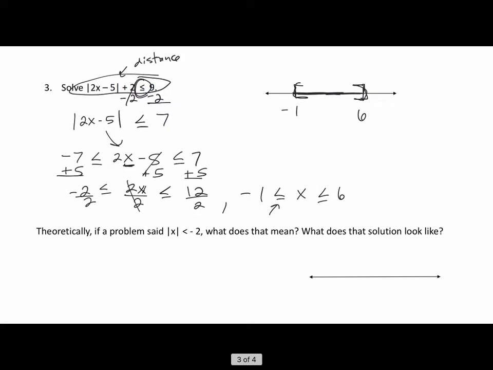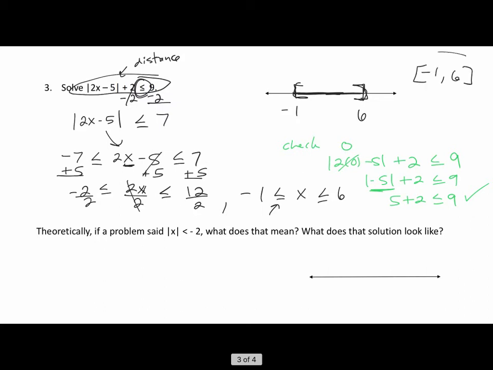So let's check something that's in there. How about 0? So the absolute value of 2 times 0 minus 5, and then add 2, should be less than or equal to 9. So 0 minus 5 is -5, and that distance is 5 units, which means that 5 plus 2 is definitely less than or equal to 9. So that works out. So our solution in interval notation from left to right is -1 to 6.